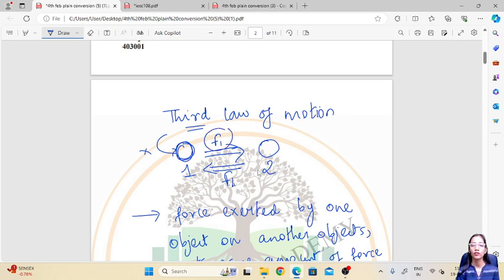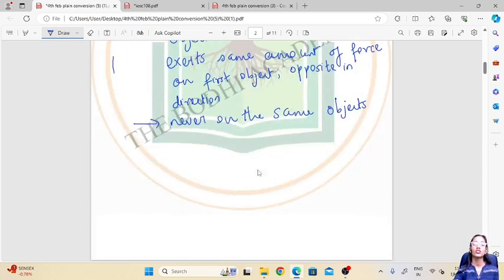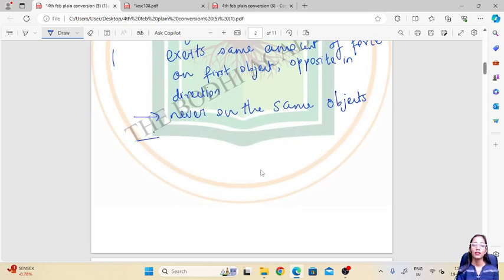If there is only one force exerted and it cannot exert back on the other, that means it is not following the third law of motion. For the third law of motion, it always acts in a pair of forces.